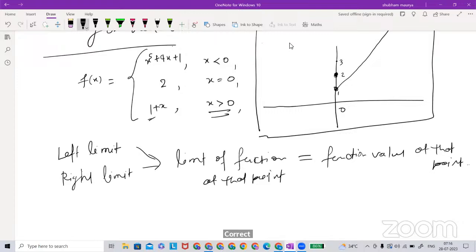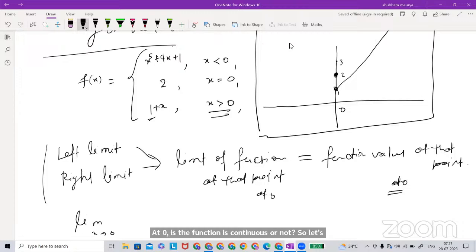If these two things are happening, you will say your function is continuous. If the limit value at that point is equal to the function value, so let's check here: is the limit value exactly equal to the function value at 0? We want to check at 0. At 0, is the function continuous or not? So let's find the limit. We want to find the limit of f(x) as x goes to 0.